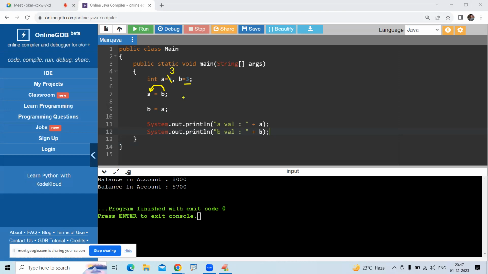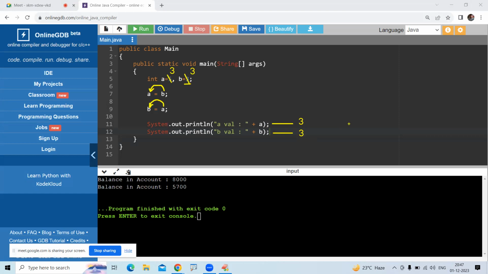No more 5, please. Next, a value will store into b. What is a value? Don't say 5. 5 is already gone. It is 3. 3 will store into b. In this, 3 again will store 3. Now a value will print, that is 3. b value will print, that is 3. That is 3 and 3.